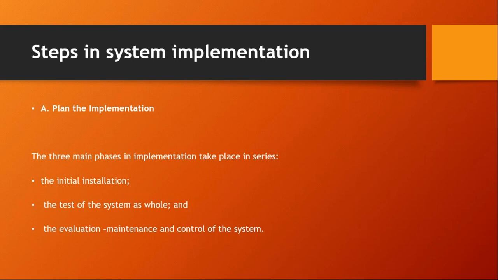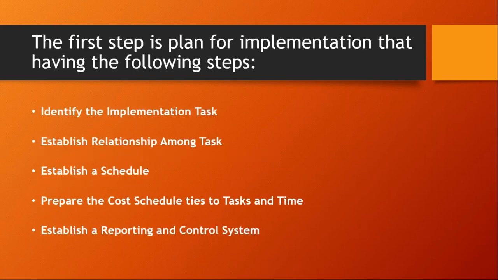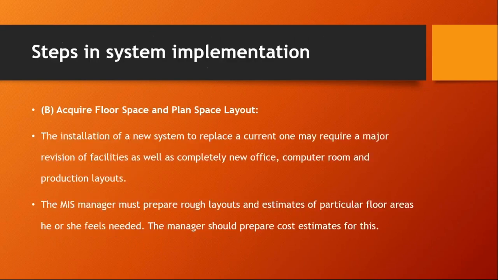So that becomes number one. Just like what I've been explaining: identify the implementation task, establish relationships among the tasks, which are the subtasks, and establish a schedule. Schedule has to do with the time. Then prepare the cost schedule, that is the budget to achieve that task and the time. Then establish a reporting system. These are the things that the MIS helps you to do, the project management tool I talked about.